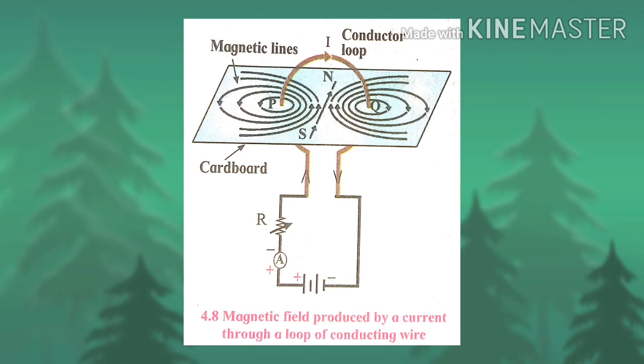The intensity of magnetic field at any point produced by current flowing through a wire is dependent on the current. This means that if there are n turns in the loop, the magnetic field n times of that produced by a single loop will be created.